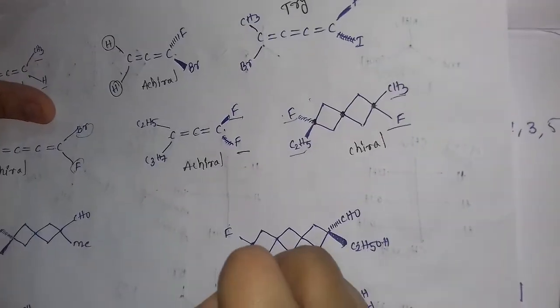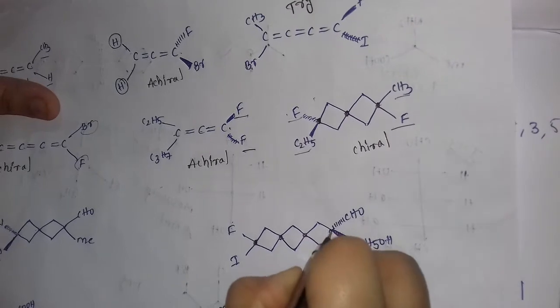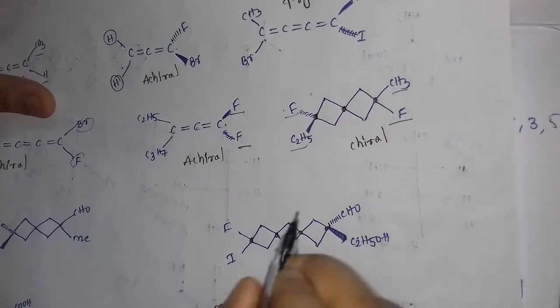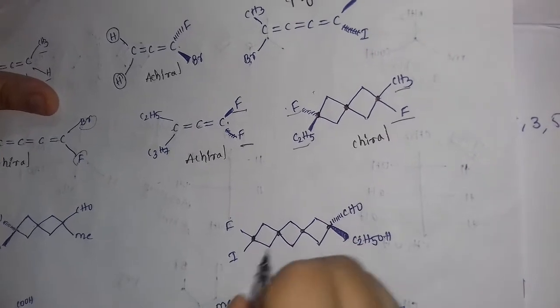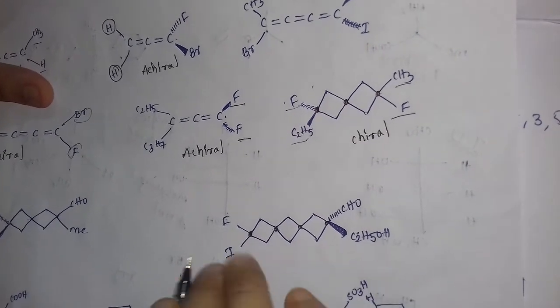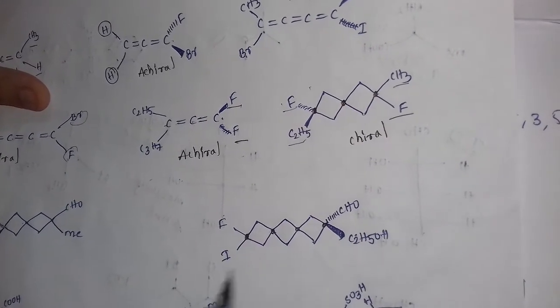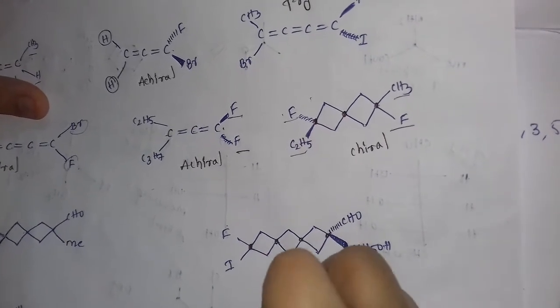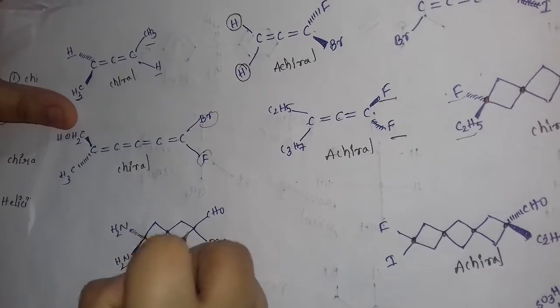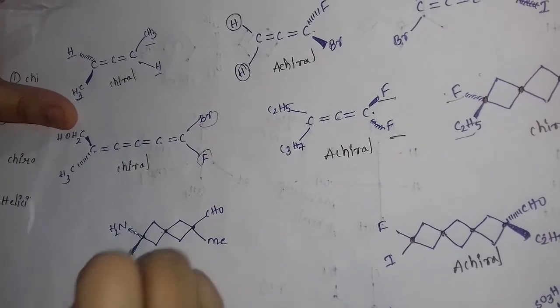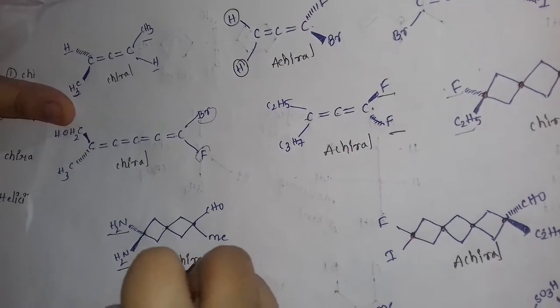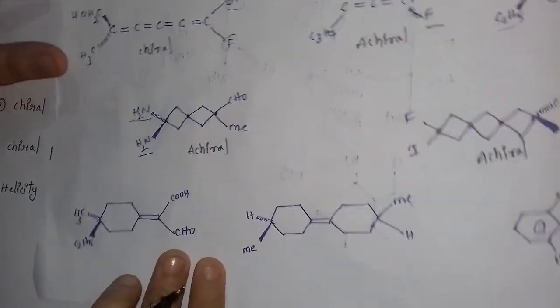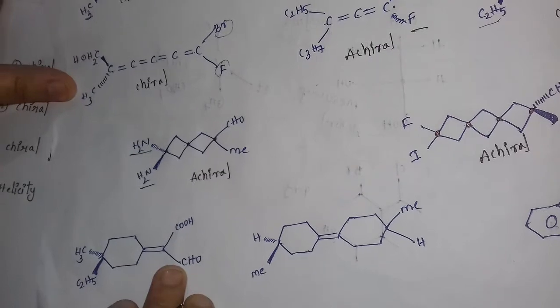If I see here 1 2 3 4, this is a planar compound. Actually, if an even number of carbons are there, that compound will be planar. So in a planar compound we cannot assign R, S configurations because those are achiral compounds. This is achiral. Here 1 2 3, an odd number of carbons, but these two groups are the same, so it is achiral. Now these are cyclohexadiene compounds.